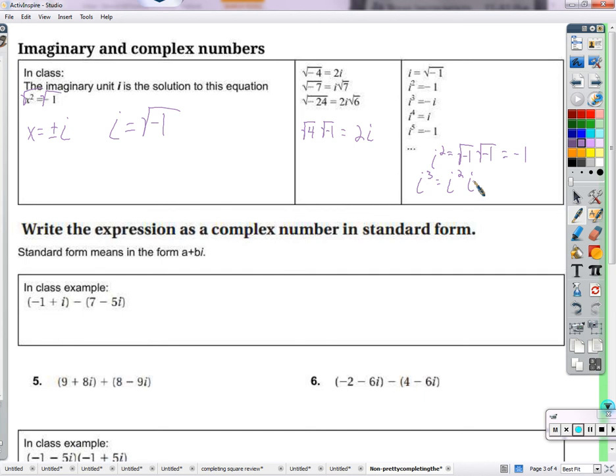So if I put two of those together, I get i squared. What's i squared? Negative 1. Negative 1 times i is? Negative i. Negative 1 times i, negative i.